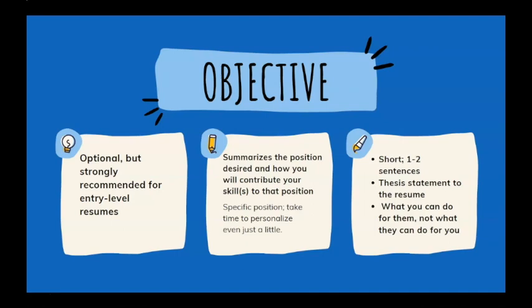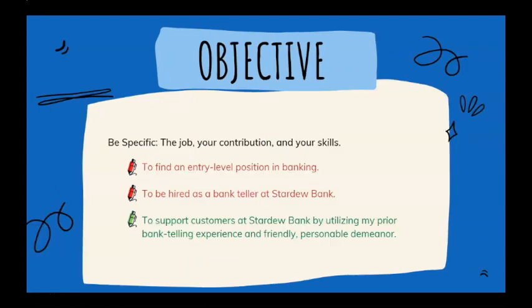Now, as overall guidelines, your objective should be short, 1 to 2 sentences. It's kind of like a thesis statement in an essay, except this is the thesis statement to the resume. You're trying to tell them what you can do for them, not what they can do for you. So you don't want the objective to simply say that you want the job, because that's just what you get out of it. The objective instead should explain what you can contribute to the job. Make sure that you're specific when you say that. Mention the job, what your contribution would be, and what your skills are.